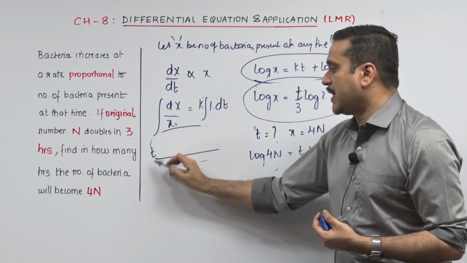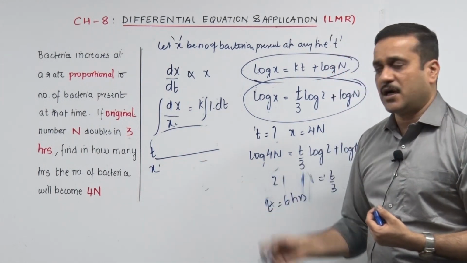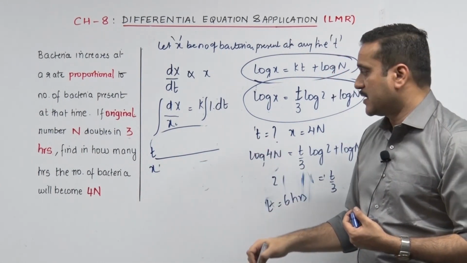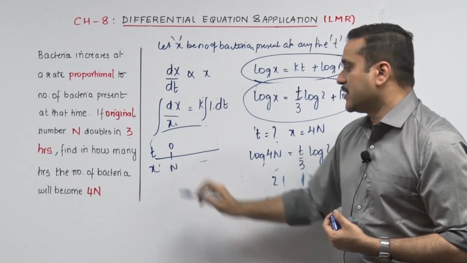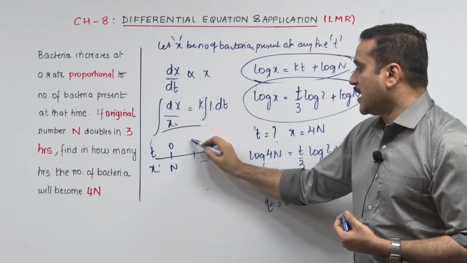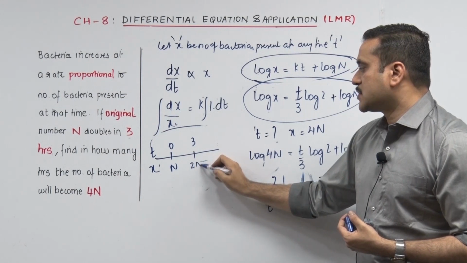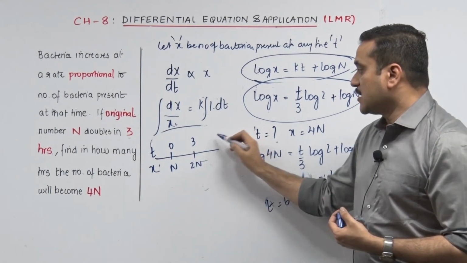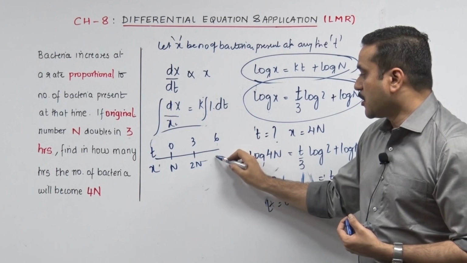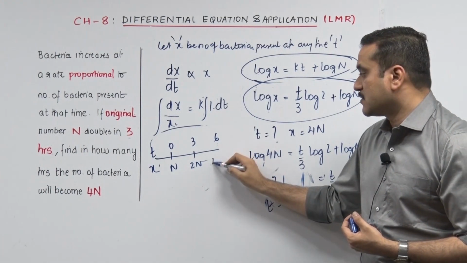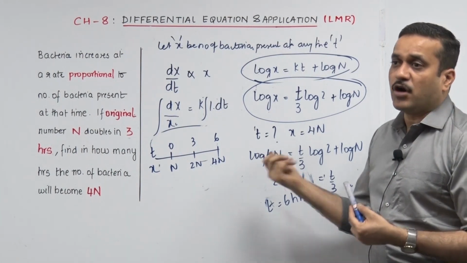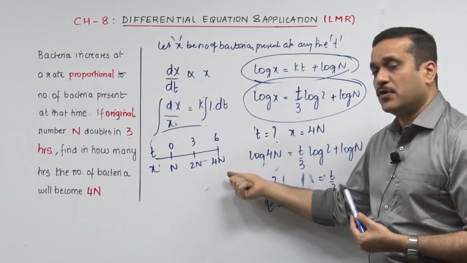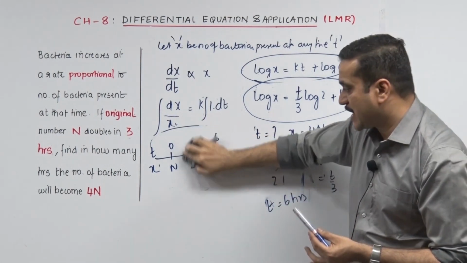I have a timeline and I have the number of bacteria. At 0th hour, we had n bacteria in the tray. In 3 hours, the number of bacteria becomes 2n. In another 3 hours, the number of bacteria will become double of this, 4n, and that was the question they had asked me. In what time is the bacteria going to become 4n? It's 6 hours. Check, check, check.